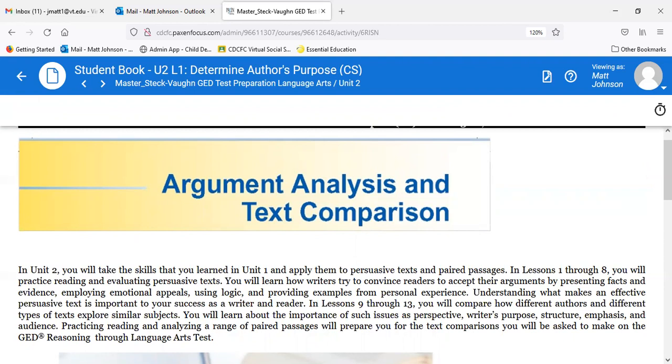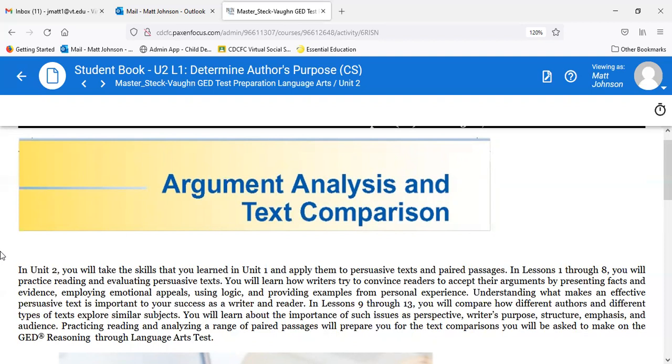So thinking about Unit 2: argument, analysis, and text comparison. So it's going to be a lot more reading comprehension, but furthering our skills here. So it says in Unit 2, you will take the skills that you learned in Unit 1 and apply them to persuasive texts and paired passages. So now we're looking at a little more specific types of readings. It was very broad in Unit 1.